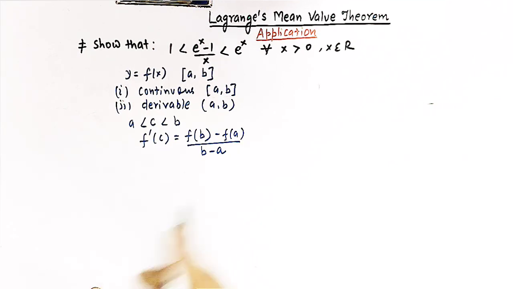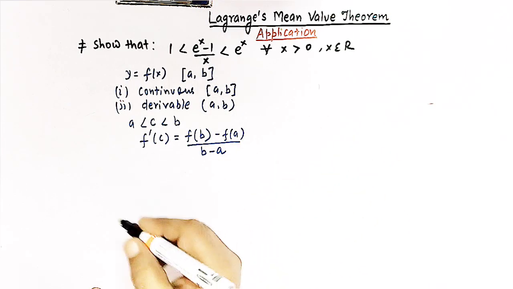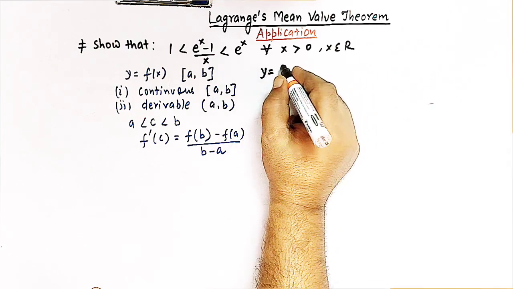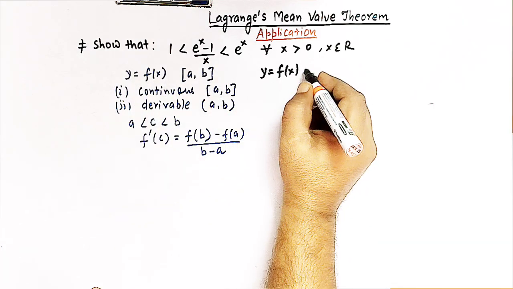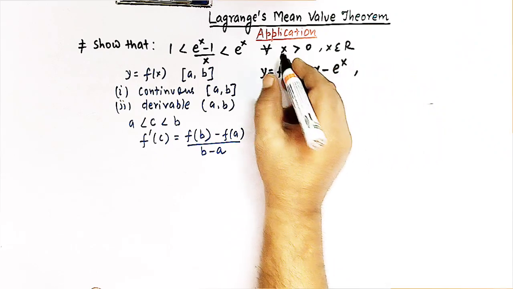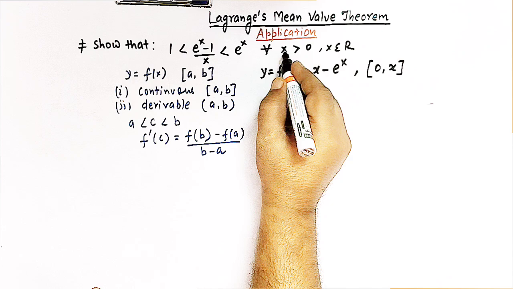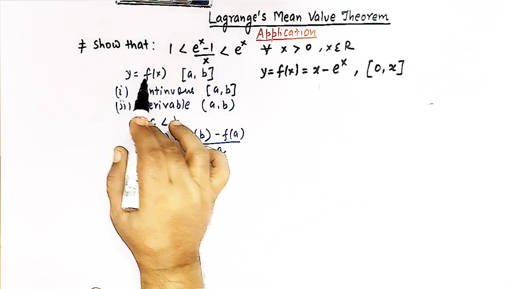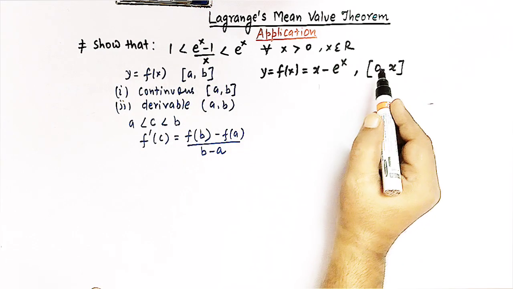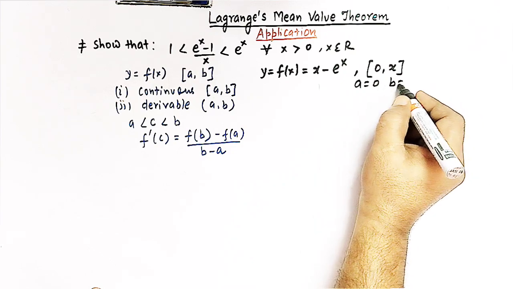Now the first step in proving this inequality is to construct or frame an appropriate function. So let us take the function y is equal to f of x, which is x minus e raised to x, and we'll take the interval 0 comma x, where x is greater than 0. So now our function f of x is x minus e raised to x, and the interval a comma b is 0 comma x, where a is 0 and b is x.